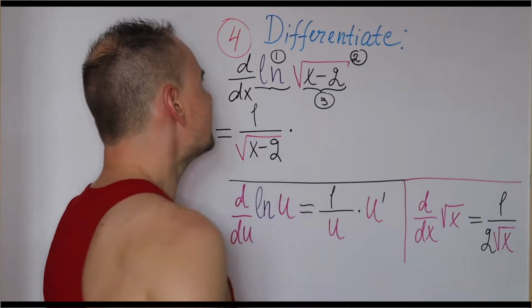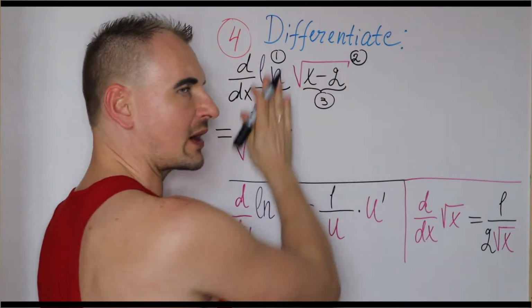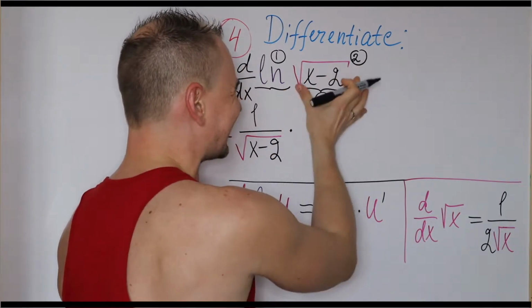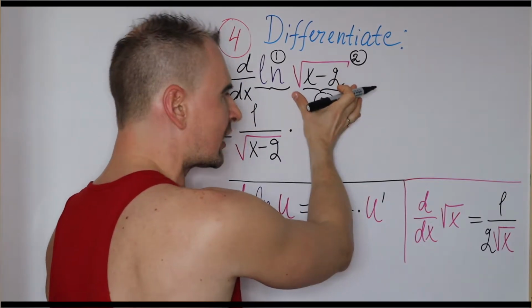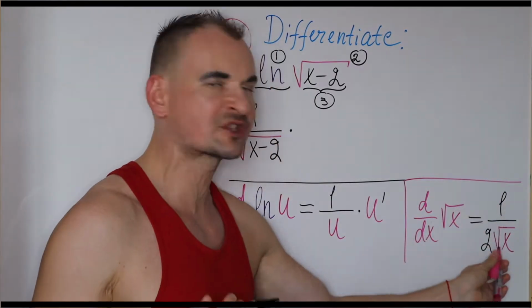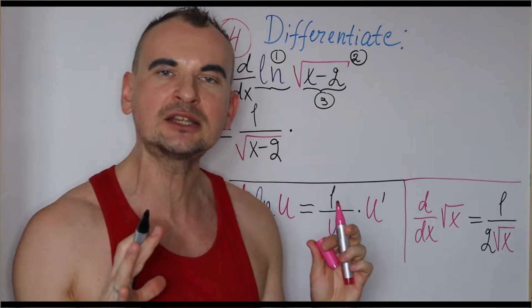Times, multiply by the derivative of the inside function. So forget and ignore ln at this point. Take a look at your second inner function. It's going to be the square root. And recall that the derivative of the square root of x is 1 over 2 square root of x. And I do remember this as a separate rule.